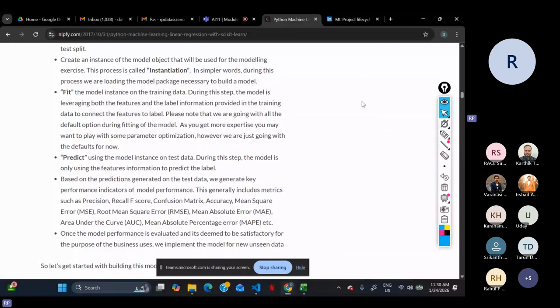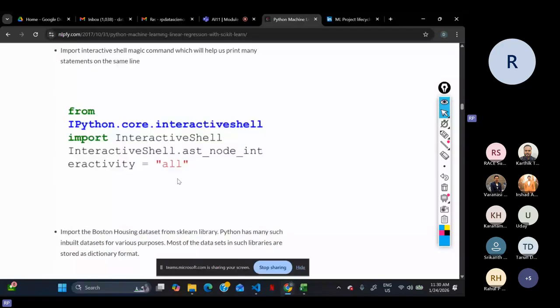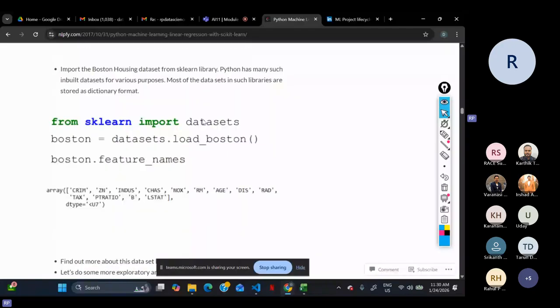So NumPy, pandas, all the usual suspects we've imported, and the magic command. This is the data set you will not be using, but I'm just importing this data set from sklearn. I think it's now deprecated. You will not find it there. Yeah, it's not there.